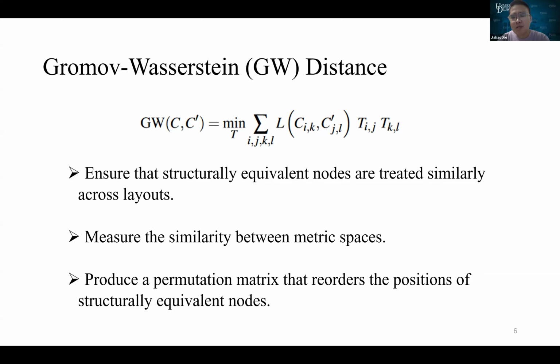However, to save on computation cost, the proposed model does not backpropagate through the GW distance. Instead, it uses the permutation matrix from the GW computation to adjust the layout and then calculates the reconstruction loss between the adjusted input layout and the generated layout.